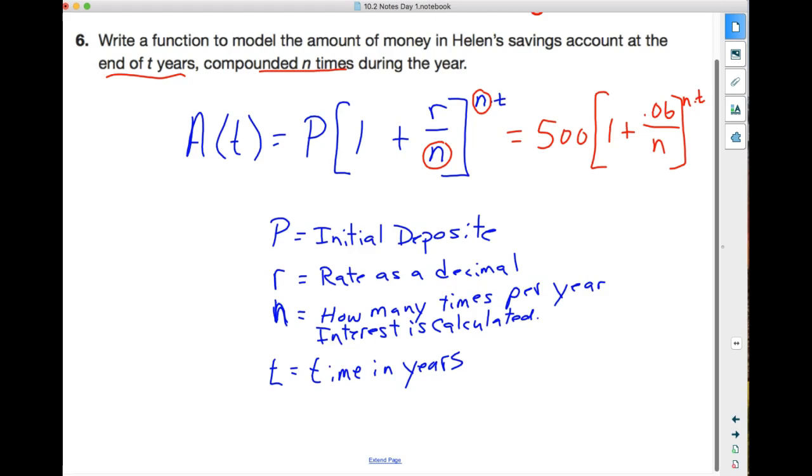Banks typically pay you interest quarterly. Quarterly in a year would be 4 times, right? So typically you put a 4 in there. It just depends on what they're going to give you.